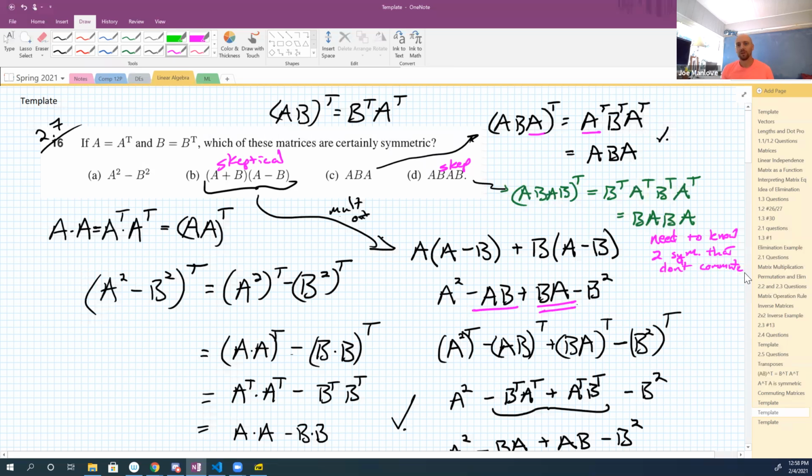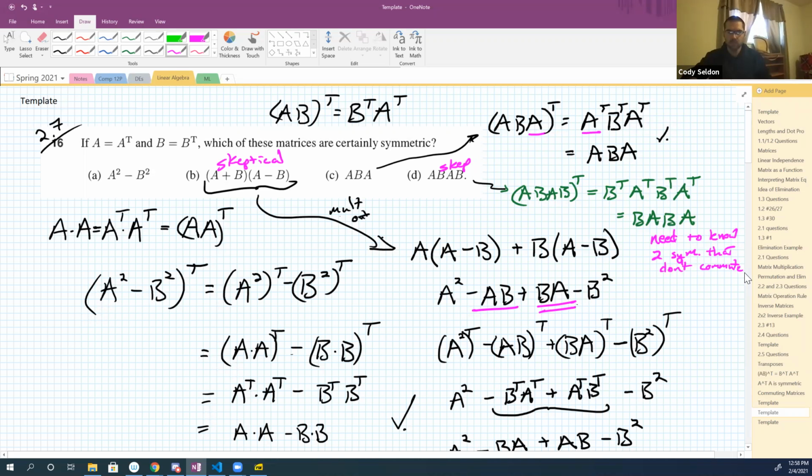Okay, so your task is now to go forth and find me two symmetric matrices that don't commute. If you can do that, then you have the answer to 2.7 number 16. If you can't do that, then you owe me a proof that two symmetric matrices must always commute, which is probably not true. Cool.